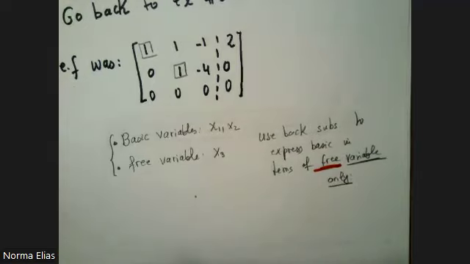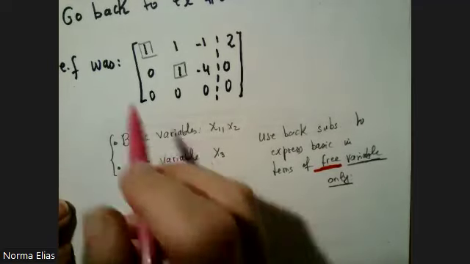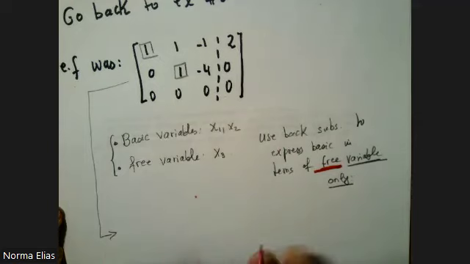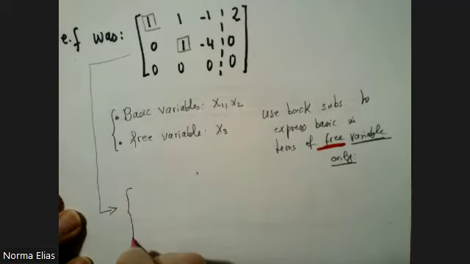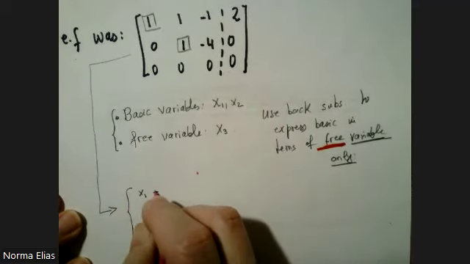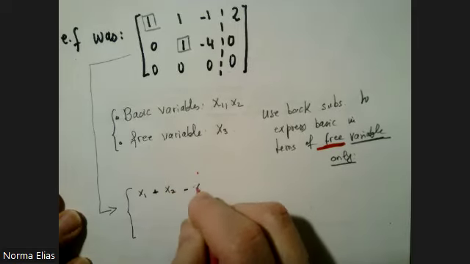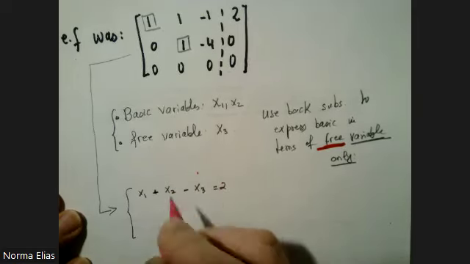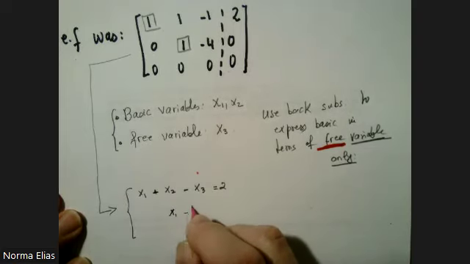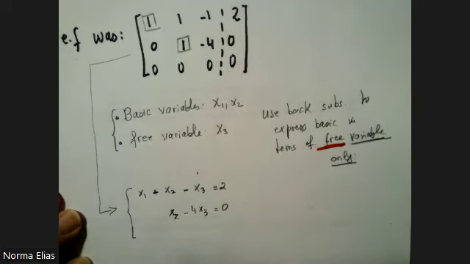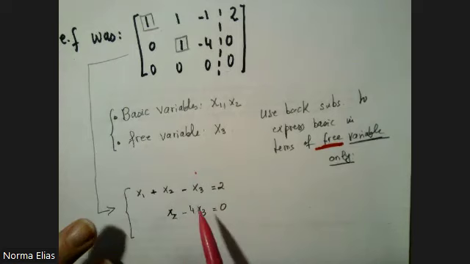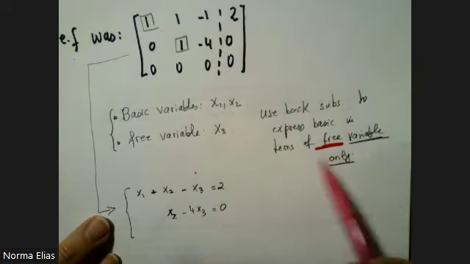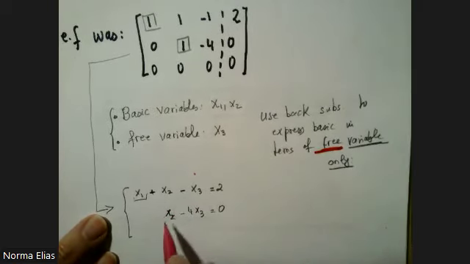We decided what the basic and free variables are. Now I'm going to write the system that corresponds to it. The system is x1 plus x2 minus x3 equal to 2; x2 minus 4x3 equal to 0; and 0 equal to 0, which I don't need to write. Now I need to express all the basic variables in terms of the free. This is basic, so I have to express it in terms of x3. And this is basic, so I have to express it in terms of x3.